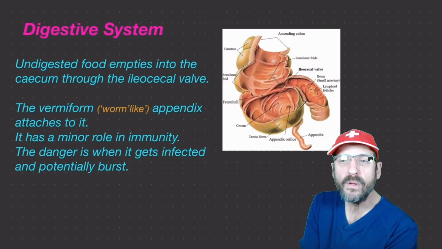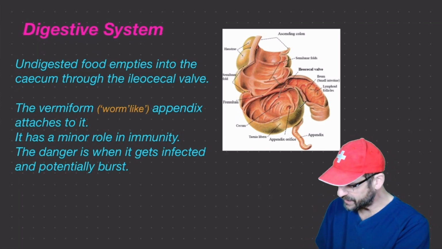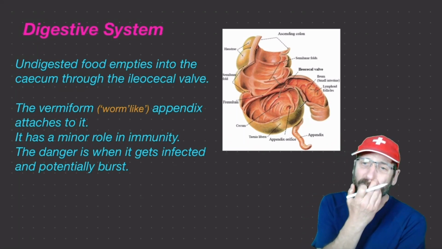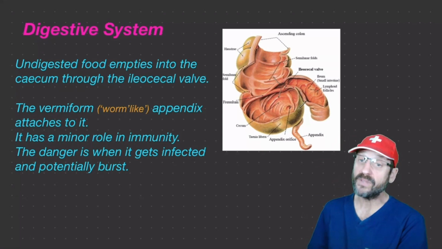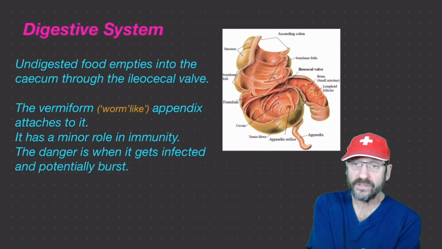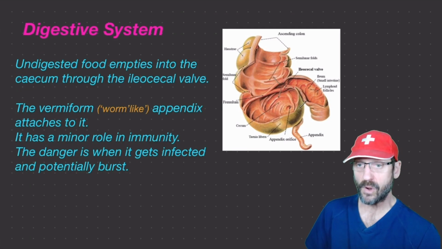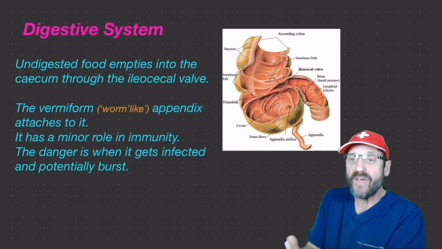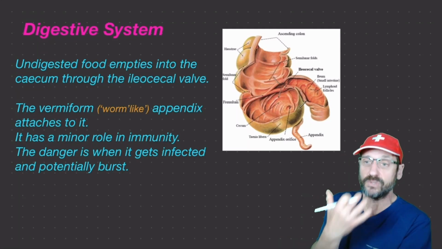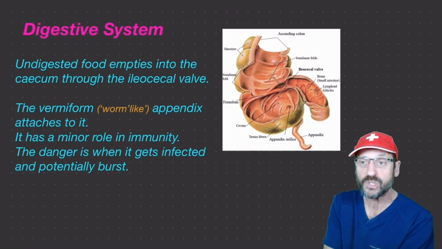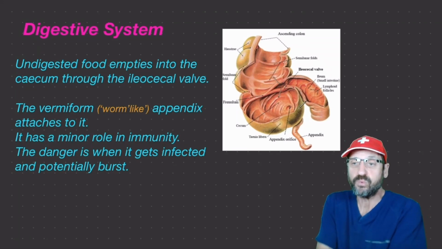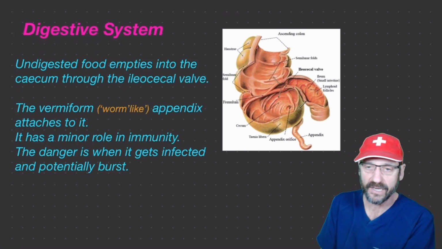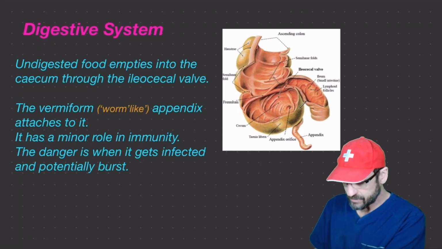The vermiform appendix, and that means worm like, and you see that's a little worm looking thing, is attached to the cecum. And it has at this point a minor role in immunity. But the danger with it is if it gets infected and potentially bursts, and that can be a problem. That can really be dangerous because we essentially have external content, because the digestive system is open to the mouth and the anus, so that's external. We have that external content explode and get dispersed into the internal environment, and we need to have that be protected. We can't have bacteria in that part. So that's why that's dangerous.